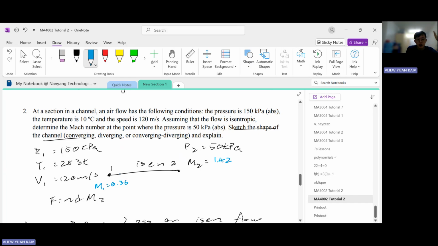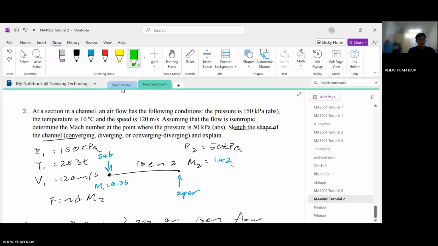So what you need to do is identify the flow regime. So this one is subsonic, right? Because M1 is below 1, therefore it's subsonic. M2 is above 1, therefore it's supersonic. And then you look at the value of the Mach number. It went from 0.36 to 1.42, meaning it accelerated, right? It must increase its velocity so that the Mach number can increase.